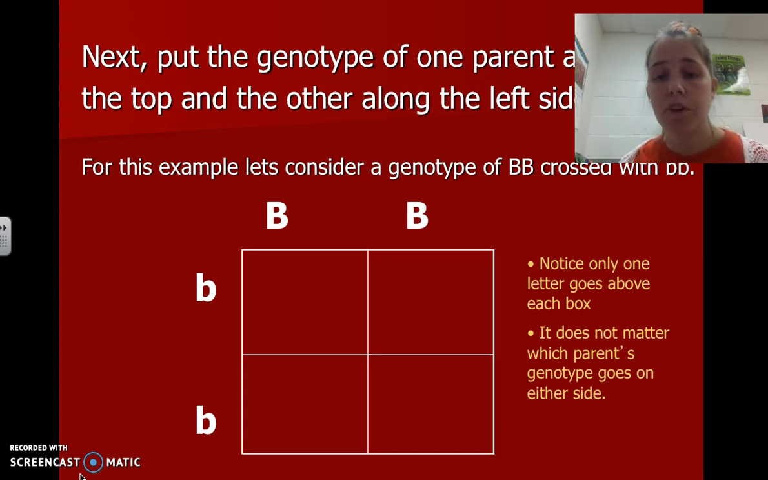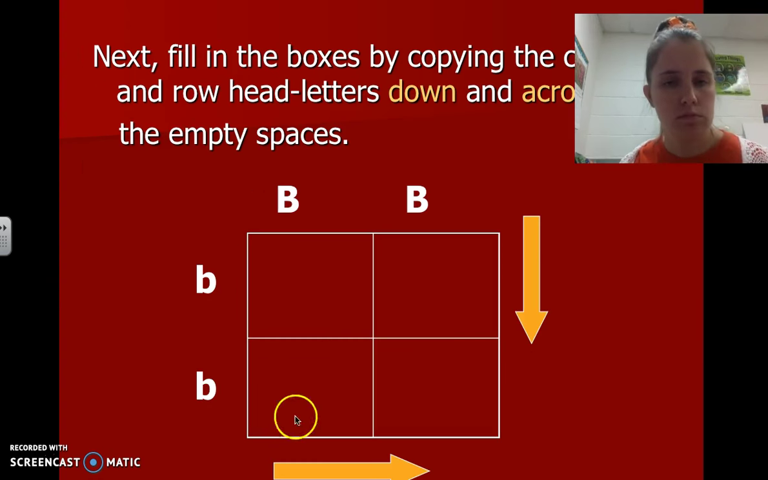So the next thing you do is we are going to fill in the boxes by copying the column and the row head letters down and across to fill the empty spaces. What that means is, since we have a big B here, I'm going to go ahead and say, okay, in this column I'm going to write big B and big B. In this column, okay, I'm going to carry this down. This one will be big B and big B.